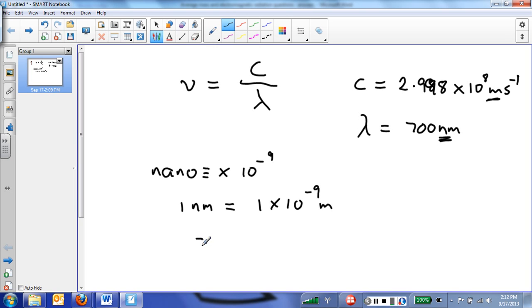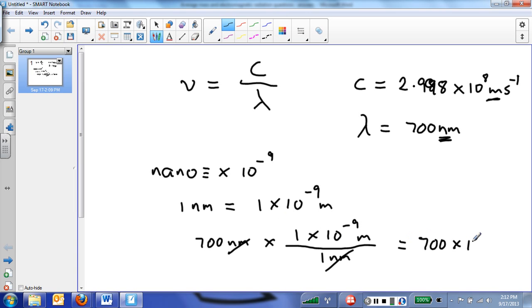Thus, these units will cancel, and we'll be left with 700 times 10 to the minus 9 meters, or 7.00 times 10 to the minus 7 meters. It's the same thing, and won't make any difference to our calculation. Now we can simply fill in the values into our equation.